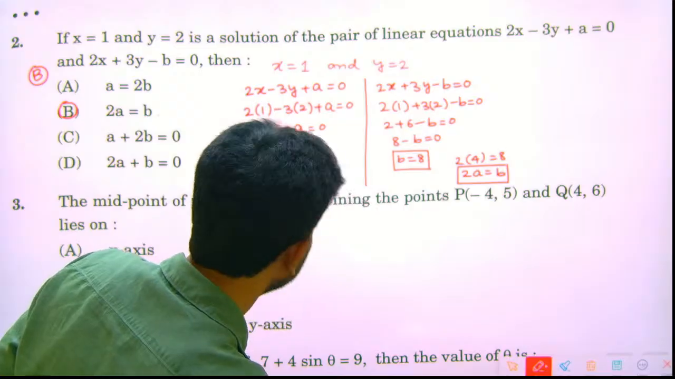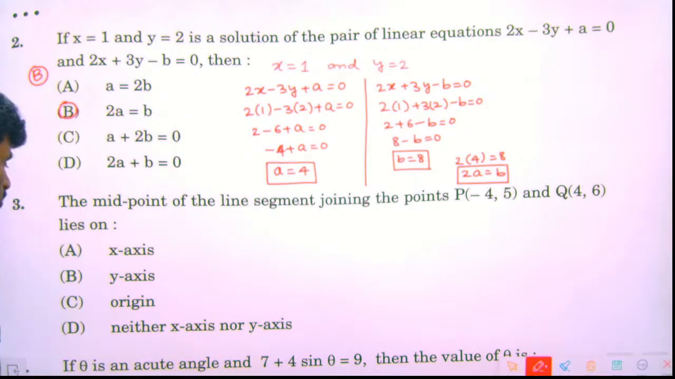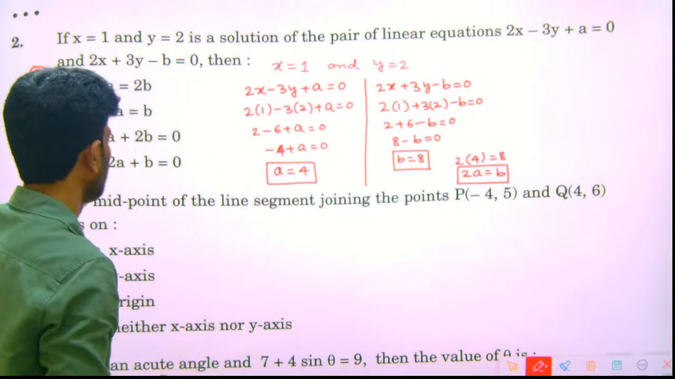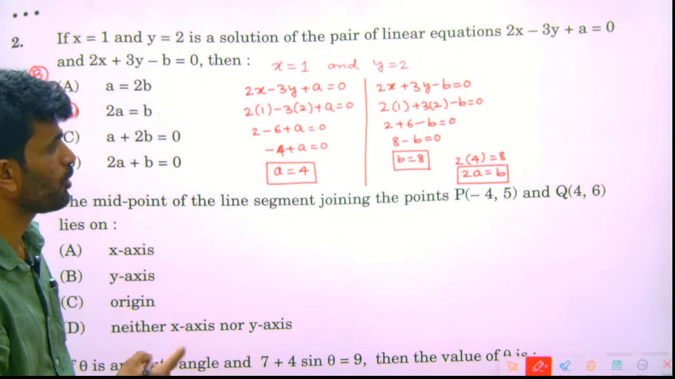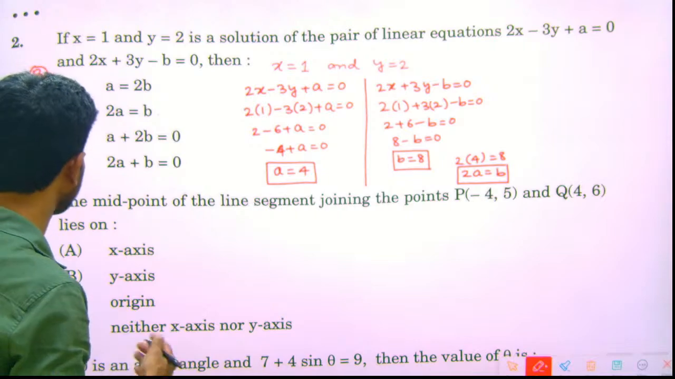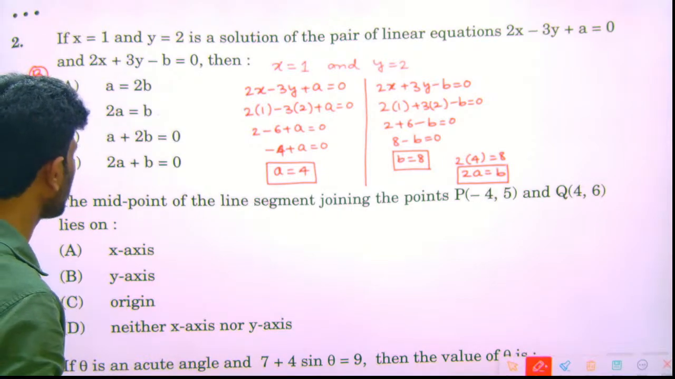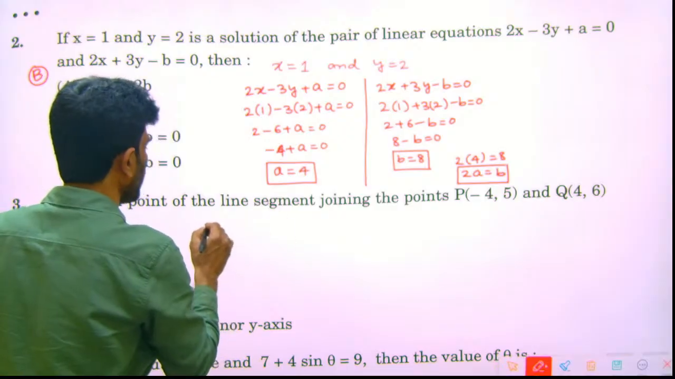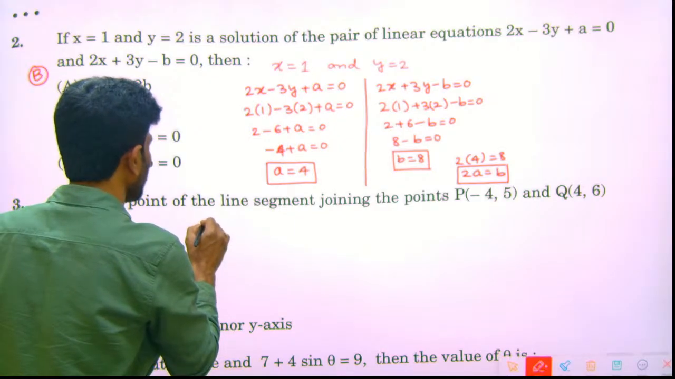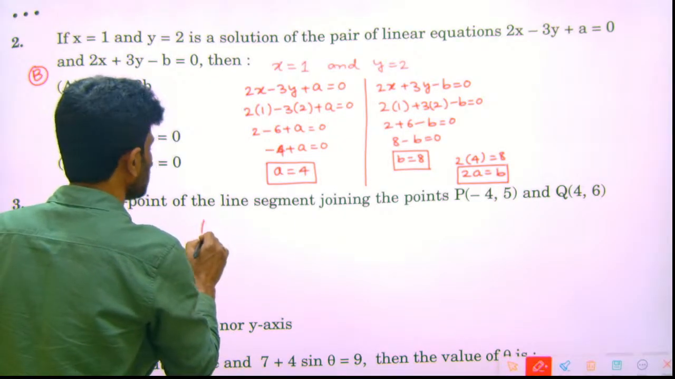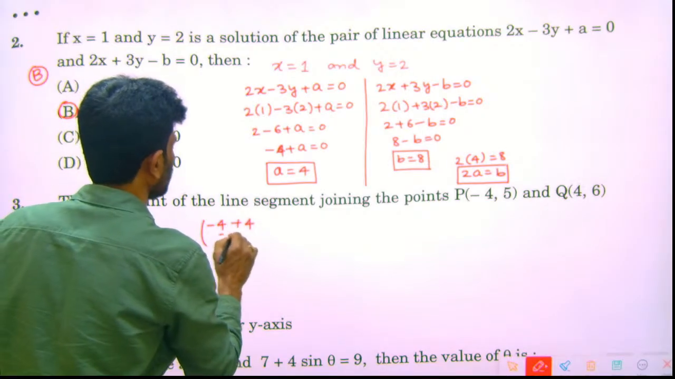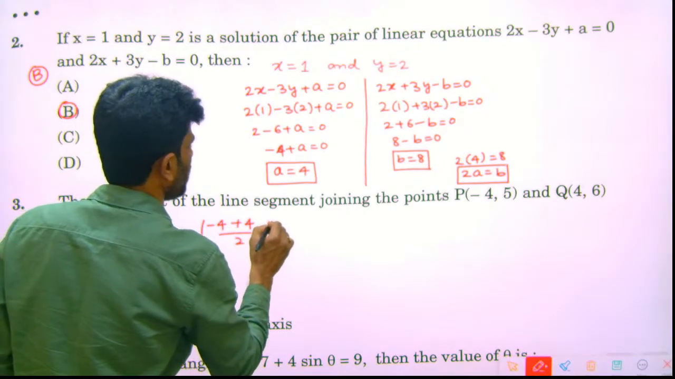Right, now let's see the next question. One more question, question number 3. It is given the midpoint of P and Q, where it lies: x-axis, y-axis, origin, or neither x-axis nor y-axis. You can see clearly, what is the midpoint of P and Q. Midpoint formula we have to find out. So what it is? Minus 4 plus 4 by 2 comma 5 plus 6 by 2.